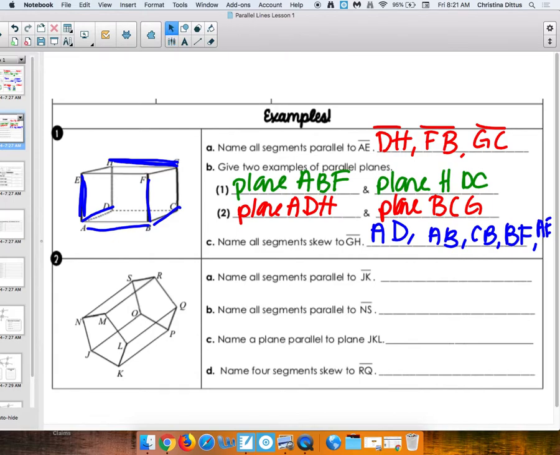On this bottom one, we got a pentagon. That is 3D. So you got a bottom, front, back, left, right, and then like 2 tops like a roof. Okay? JK is right here. What's a segment that's parallel to JK? OP, yeah. This right here is parallel to JK.